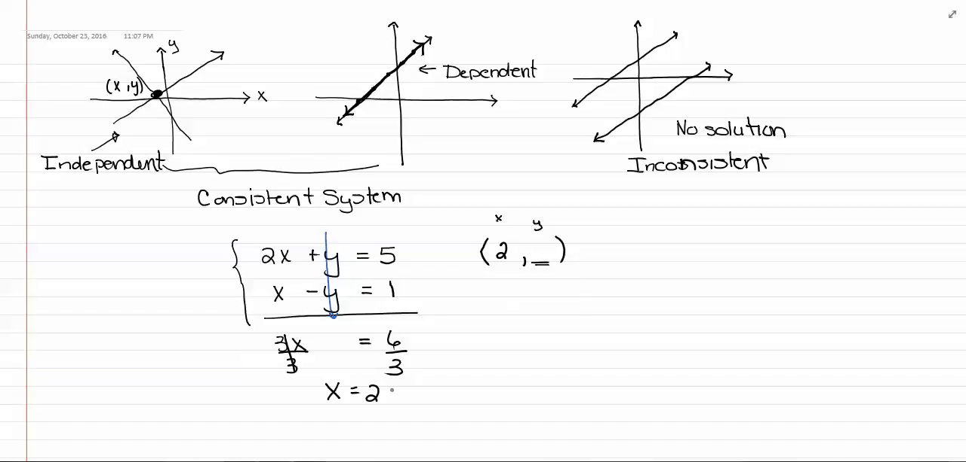So what I do is a method called back substitution. I take my value of x and I plug it back into either of the two equations for x. It doesn't matter which one. They're going to have the point in common. The point will be on both lines. So I just put it in the top equation. 2 times 2 plus y equals 5.